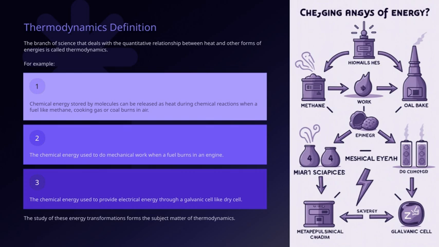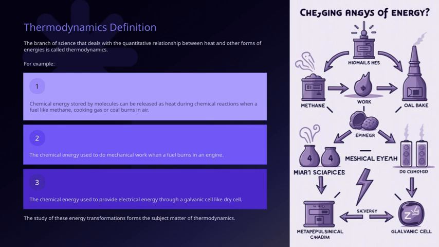For example, the chemical energy stored in substances can be converted into electrical energy, like in a dry cell or a galvanic cell. You might not think about it often, but this is how batteries power our devices. Similarly, chemical energy can be used to do mechanical work. Think about how fuel burns in an engine. This chemical energy is transformed into the motion that makes cars move.